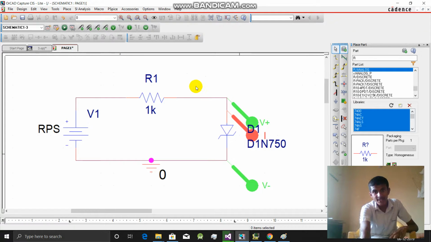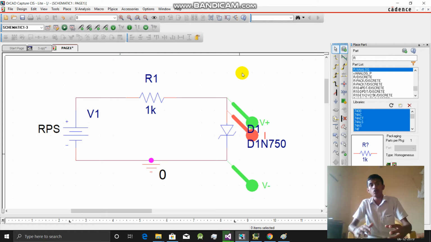Here we can see the circuit construction to study the characteristics of a Zener diode. It's also a hardware experiment, and here it's an RPS. We just need to analyze the characteristics of the Zener diode, how it works in the forward bias and reverse bias. So let's first see the forward bias condition of the Zener diode.